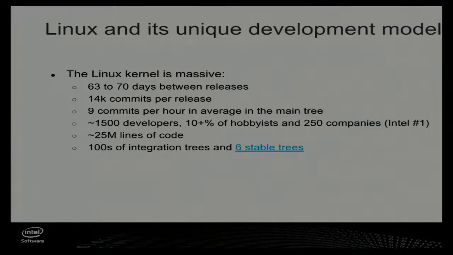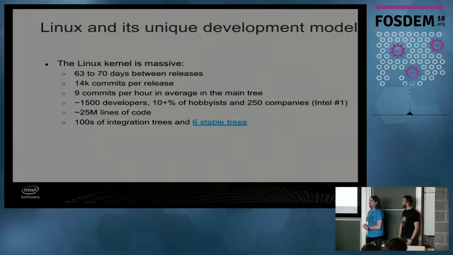So, the Linux kernel, it is a massive beast. We get basically a release every 63 to 70 days. That's pretty fast, and it's difficult to do QA on this properly, because Linus just cuts the final version whenever he is happy with the patches. Doesn't mean that you would have had time to do proper QA on this. There's about 14,000 changes per release. On average, that comes out at 9 commits per hour. So good luck keeping up with that.